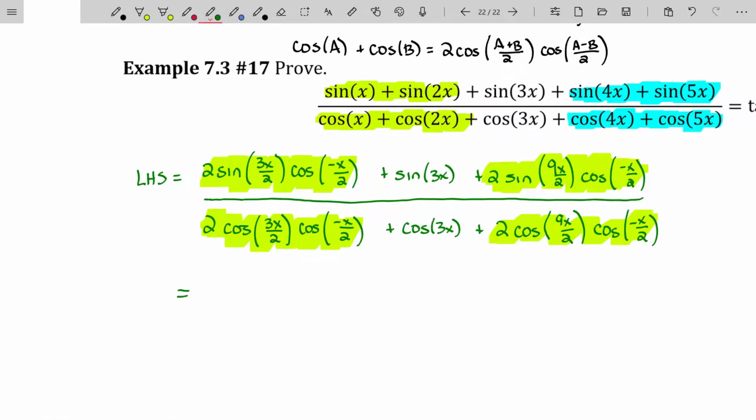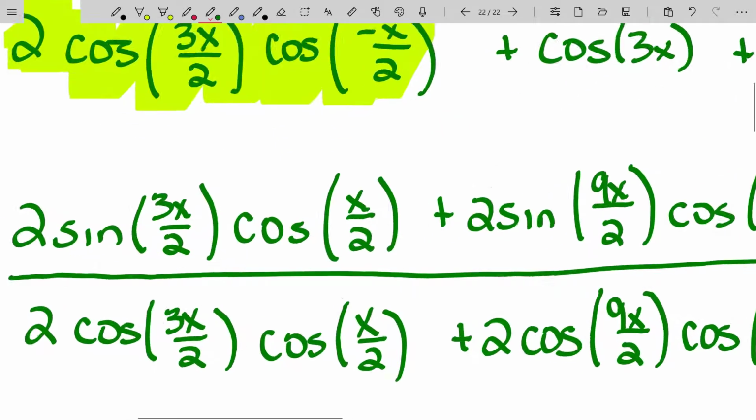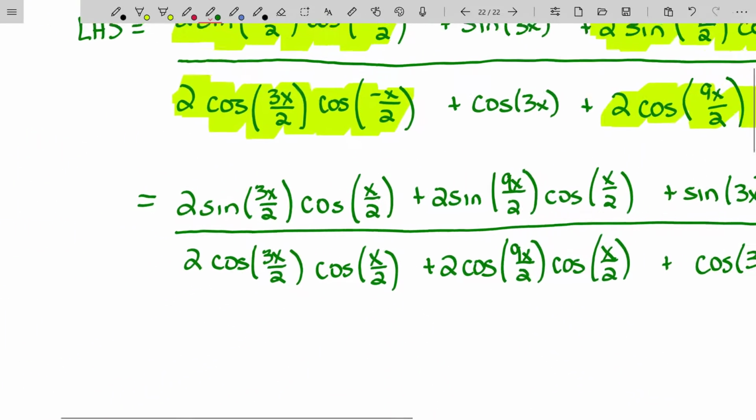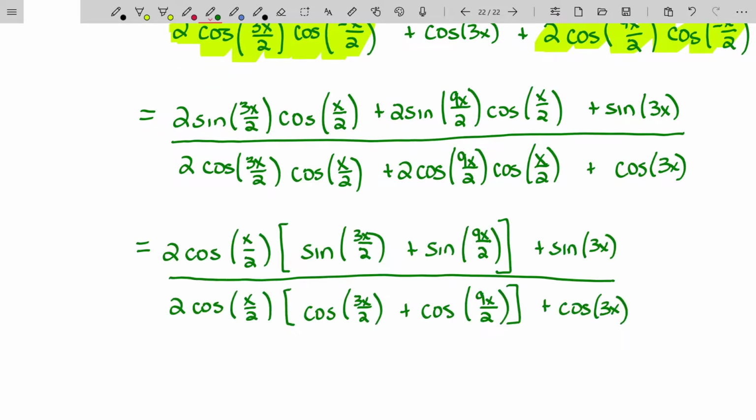In fact, maybe I'll take my time with it. So all I did here was I just moved those third terms forward by just switching positions, that's all. And then I also used the fact that cosine is an even function to say cosine of negative x over 2 is the same thing as cosine of x over 2. So that's all I did here. Now the next step I'm going to do is go ahead and factor out of each of those first two terms a 2 and a cosine of x over 2. And we get down to this point right here.